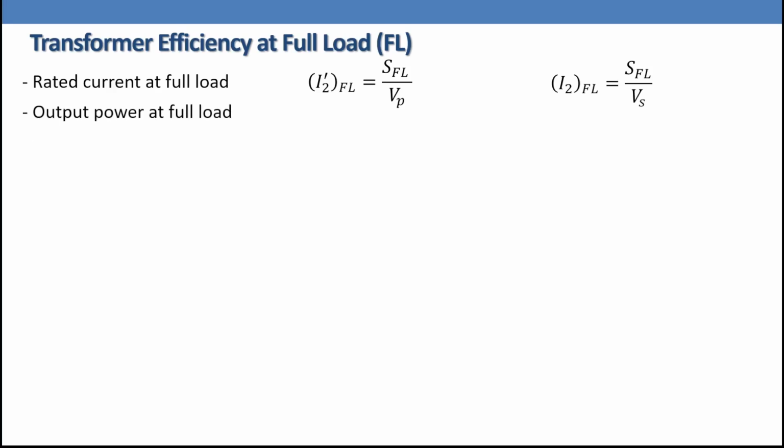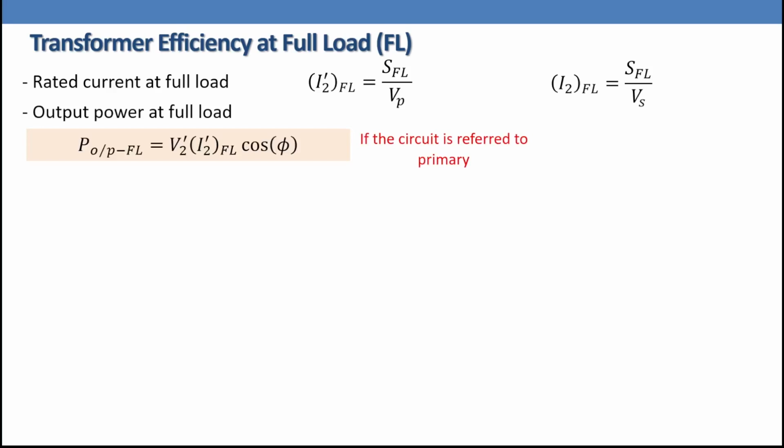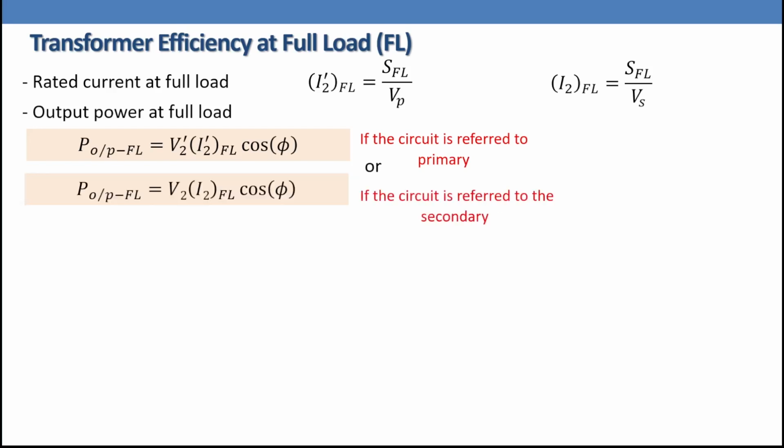So output power at full load equals V2' I2' at full load cosine phi, if the circuit is referred to the primary, and if the circuit is referred to the secondary, we have V2 I2 at full load cosine phi as well. So we can write this as S full load cosine phi, because we know that VI equals S, which is the apparent power. The power in watt equals VI cosine phi, but the power in volt ampere equals voltage multiplied by the current. So this expression can be rewritten as S full load cosine phi. Remember, we are still in the full load conditions.